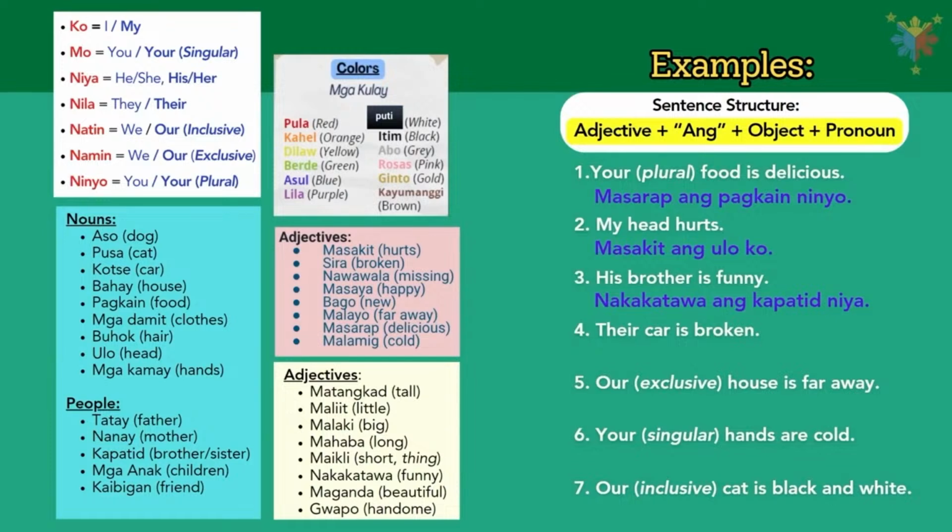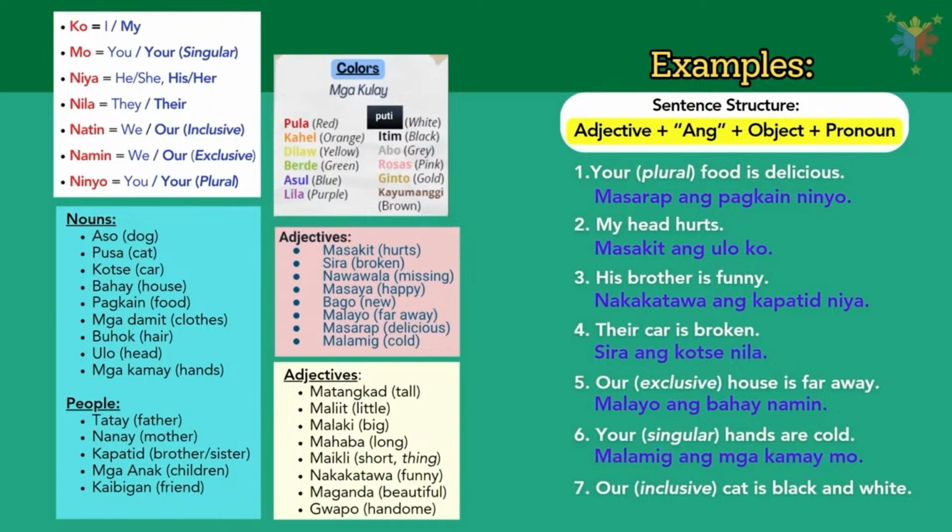Number 4, their car is broken. Sira ang kotse nila. Number 5, our exclusive house is far away. Malayo ang bahay namin. Number 6, your singular hands are cold. Malamig ang mga kamay mo.